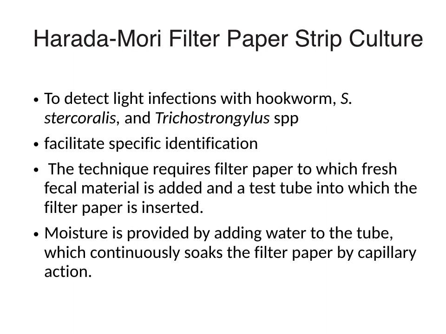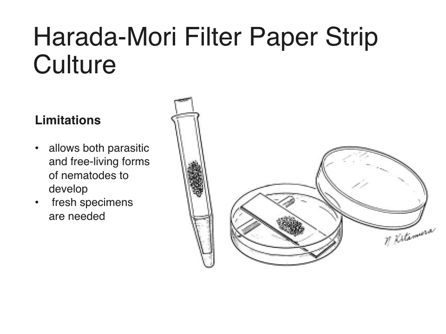Harada-Mori filter paper strip culture technique is used to detect light infections with hookworms, Strongyloides, and Trichostrongylus. This technique requires filter paper and a fresh sample. The fresh sample is put on the filter paper and then the filter paper is immersed into a test tube with water inside to provide moisture to the sample. Please look at this figure for this technique.